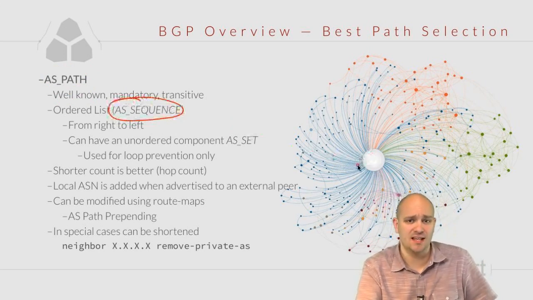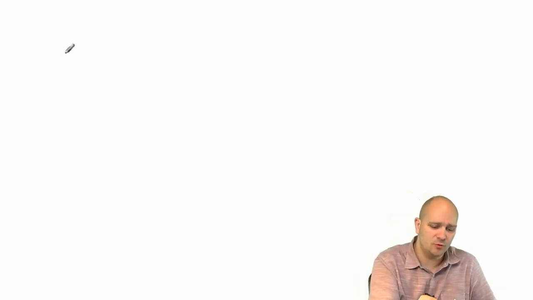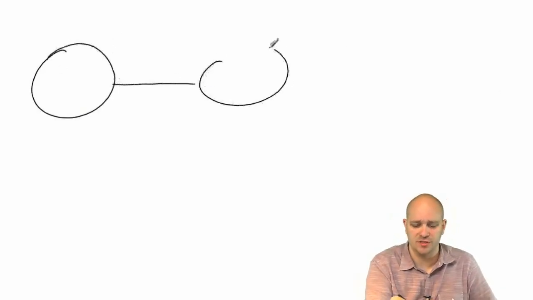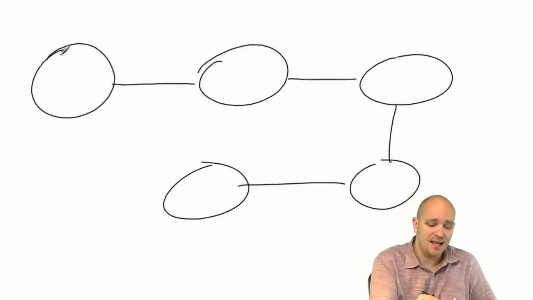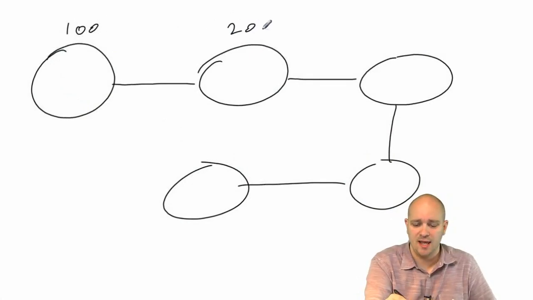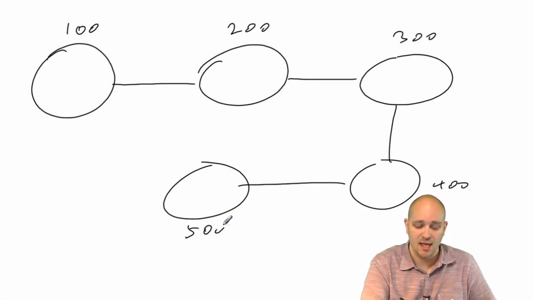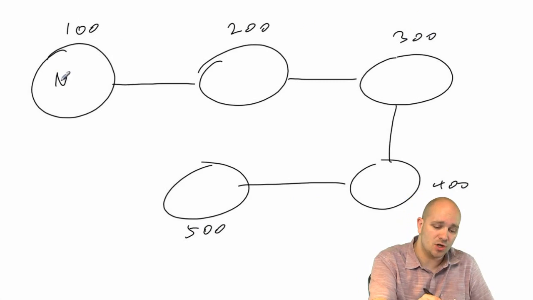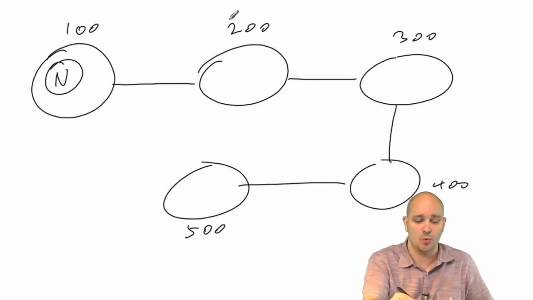AS sequence is an ordered list of all the autonomous systems that this route has been seen in. Let me explain that in an example. So let's say that we had several autonomous systems that are somehow interconnected to each other. And let's say that this is AS100, AS200, AS300, AS400, and finally AS500 here. And let's observe some route N that begins its life in AS100.